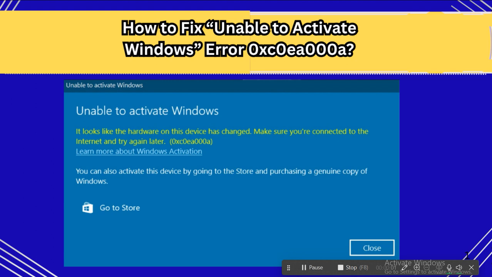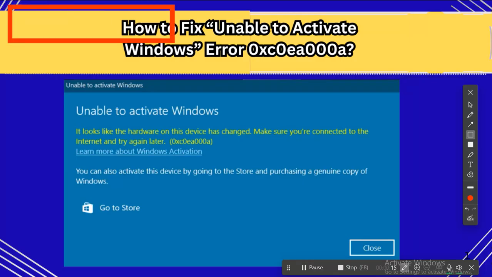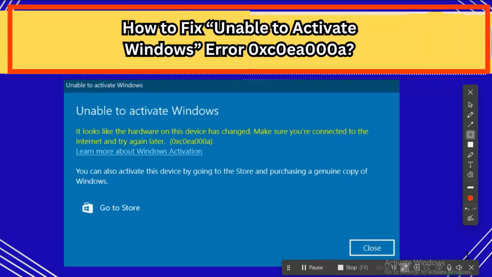This is the final video to solve the unable to activate Windows error 0xc0ea000a. Are you also facing this problem where Windows refuses to activate, even though your key is valid, and it keeps showing this strange error code? I know how confusing it is, because Windows doesn't explain what's actually blocking activation.